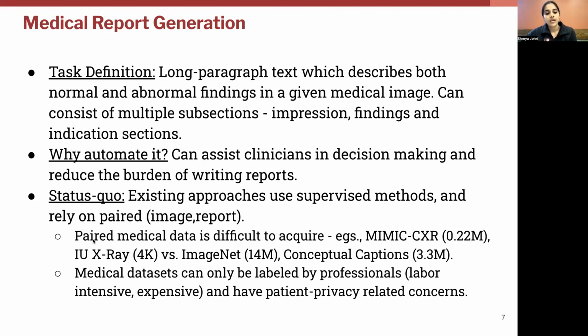So paired medical data is difficult to acquire, as we can also see from some of the examples that I have here. MIMIC-CXR and IU X-ray are two medical data sets. Both have chest X-ray images and reports. And we can see that the size of these data sets is much smaller as compared to the size of ImageNet or Conceptual Captions, which are non-medical data sets. Also, medical data sets can only be labeled by professionals. And so getting these data sets is again more difficult because it's labor intensive and very expensive to do. And there are also patient privacy related concerns, which is why a lot of the time these data sets are not made publicly available.